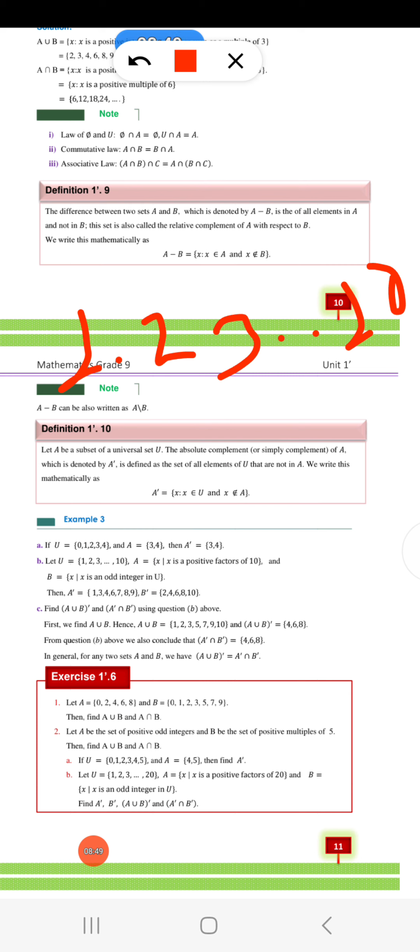The odd integers in the universal set are 1, okay, 3, 5, 7, okay.